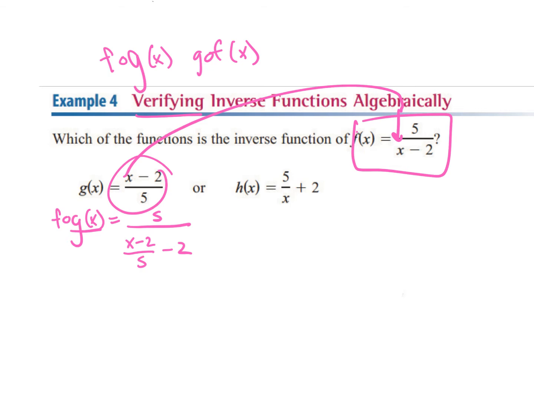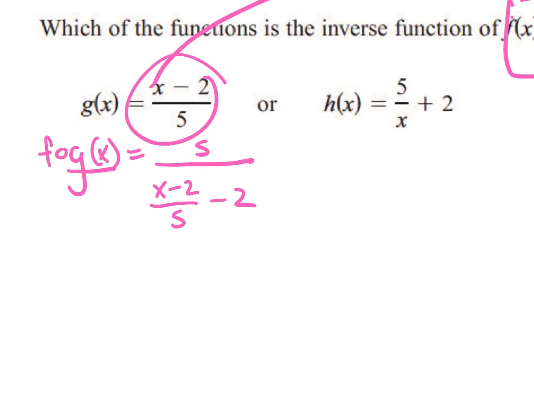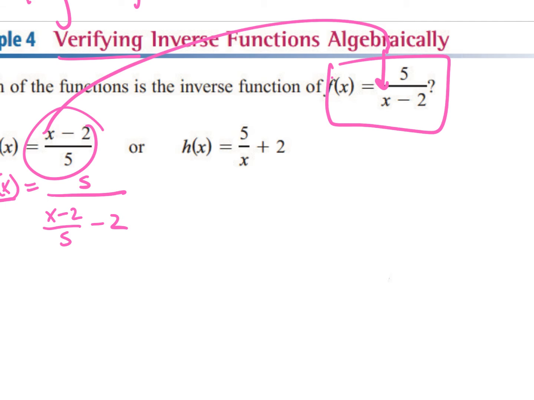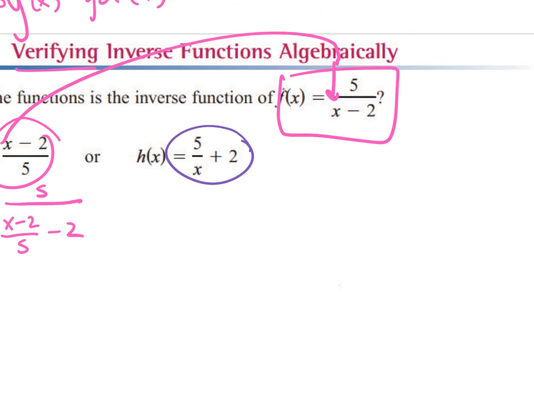Just looking at this from here, nothing can undo itself. The 2's don't cancel, the 5's can't cancel yet, so I'm just going to move on to h. I'm going to come back to that, but let's take a look at h and see how h and f work out once I find f of h and h of f.